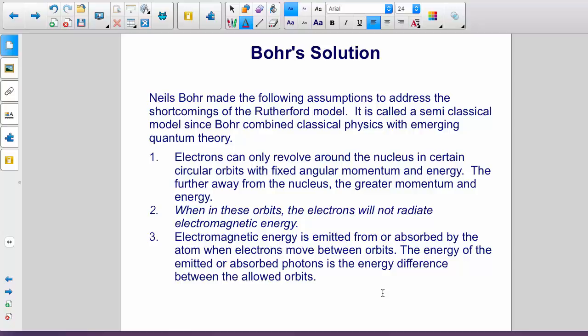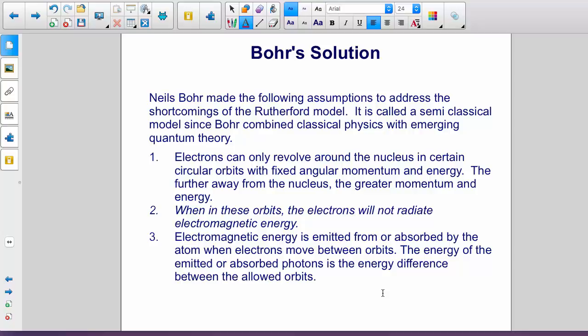Bohr made the following assumptions to address the shortcomings of the Rutherford model. It is called a semi-classical model since Bohr combined classical physics with emerging quantum theory. His assumptions are as follows. 1. Electrons can only revolve around the nucleus in certain circular orbits with fixed angular momentum and energy. The further away from the nucleus, the greater the angular momentum and the energy.